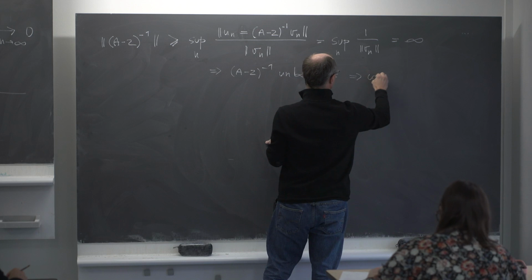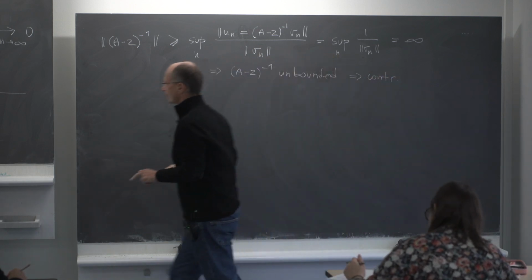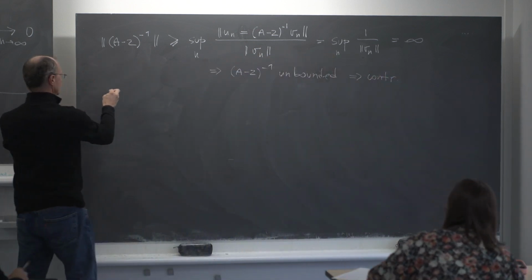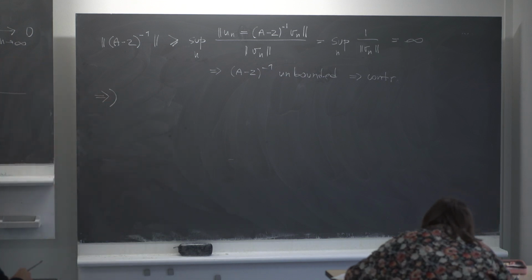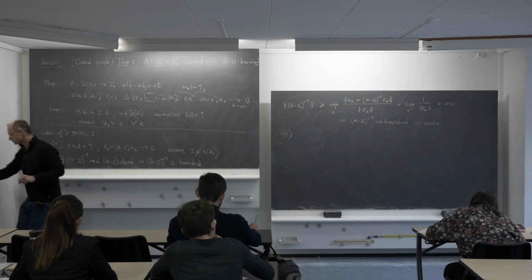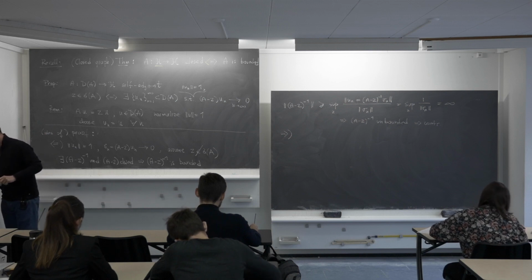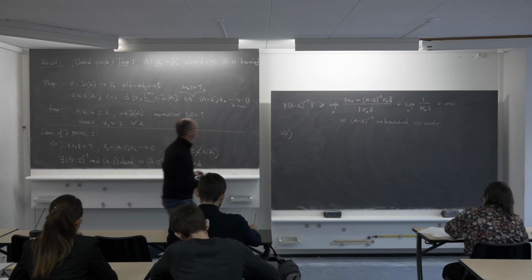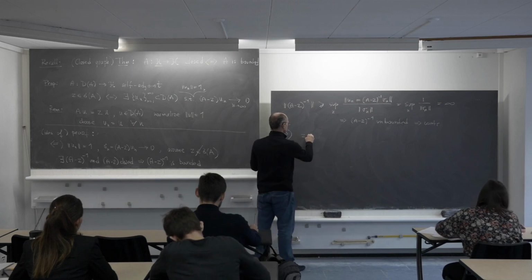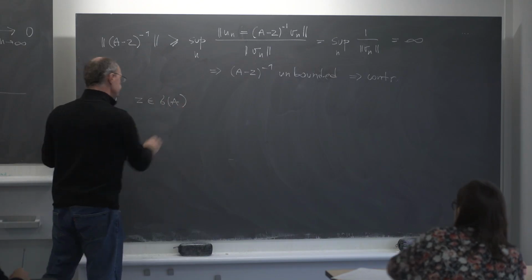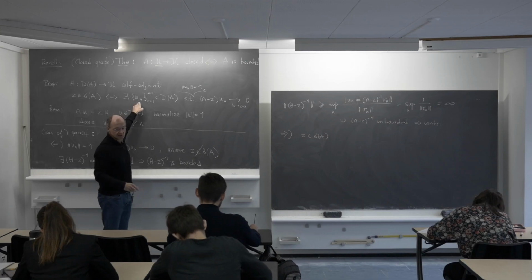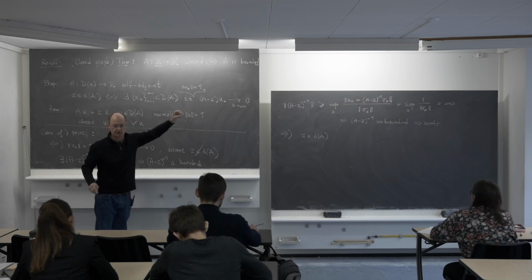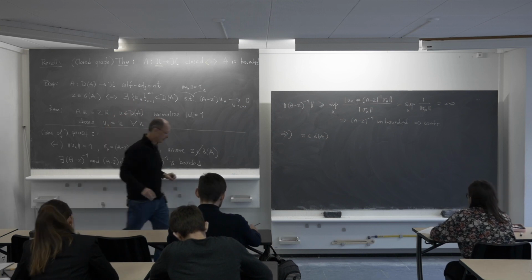And this is a contradiction. Okay. So what about the proof in the other direction? Well, in the proof in the other direction, now we assume that Z is in sigma of A. And we would like to construct that sequence. So we would like to see what is this sequence of UNs.